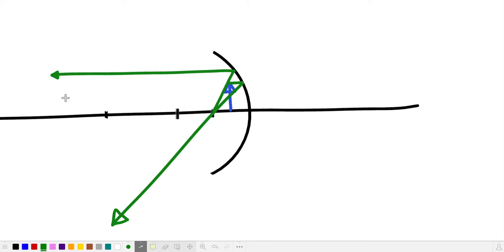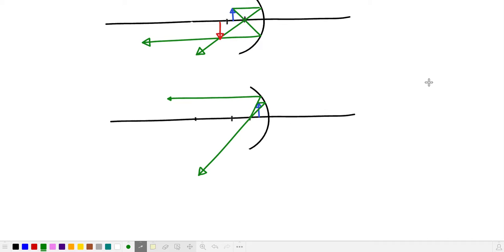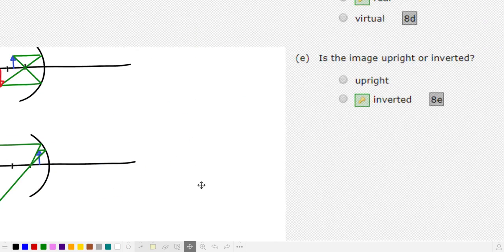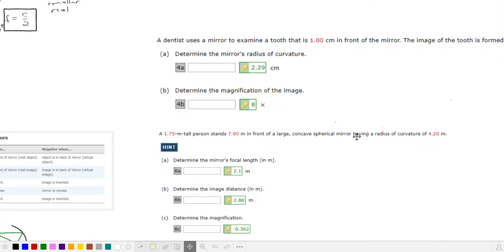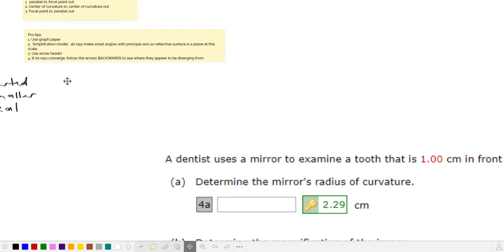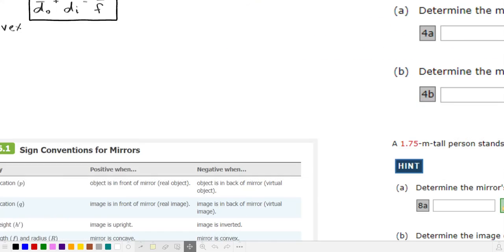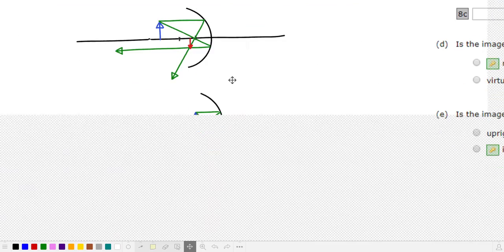Okay. Well, we see that no rays actually converge out here. So if the rays don't converge, remember pro tip number 3, I think it was: if the rays don't converge, follow the arrows backwards to see where they appear to be diverging from. Alright, so let's give that a try.